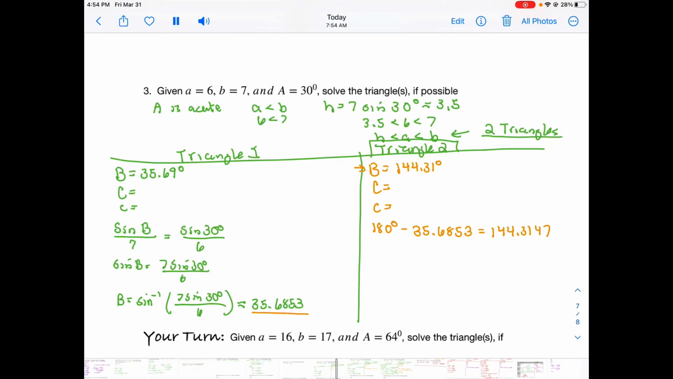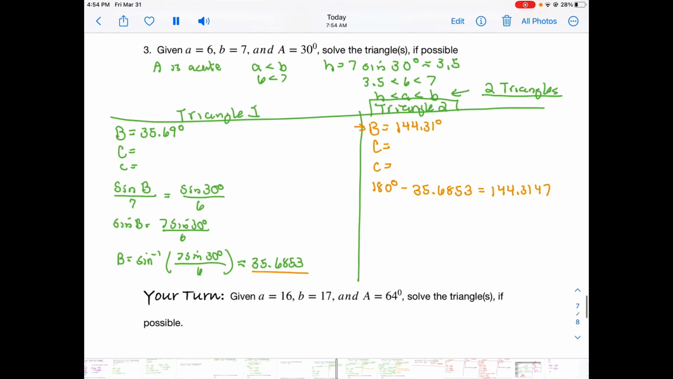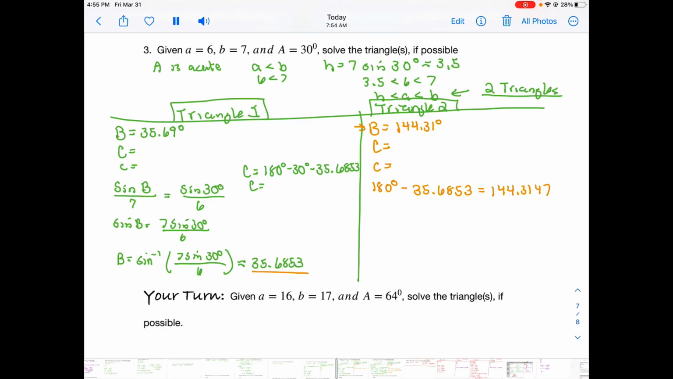Okay, now that I have that foundation for each triangle, I'm pretty much just going to solve for angle C's and side C in each of these triangles. So let's go back to triangle 1. To find the measure of angle C, I recall that the sum of the angles of a triangle equal 180 degrees. So I take 180 degrees minus the 2 angles I know, which are 30 and 35.6853 degrees. And that gives me angle C is approximately 114.3147 degrees. Now I'm going to use all 4 decimal places because I'm going to use this angle C in my next calculation to find the length of side C.